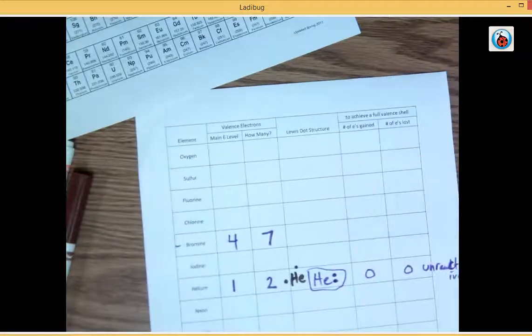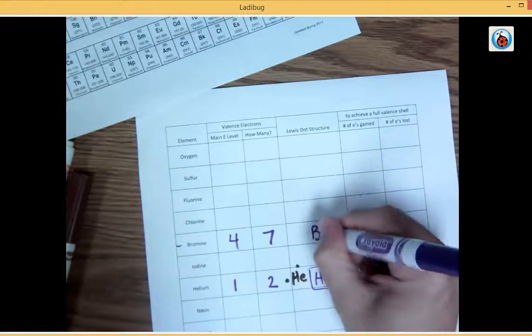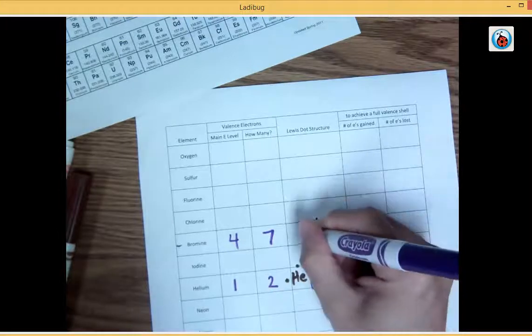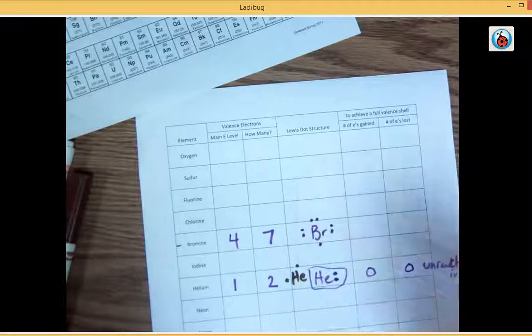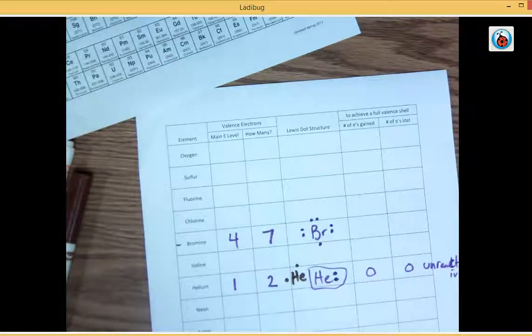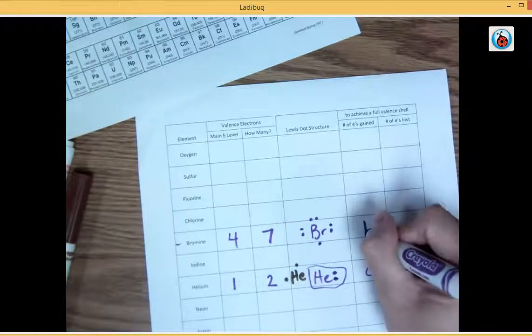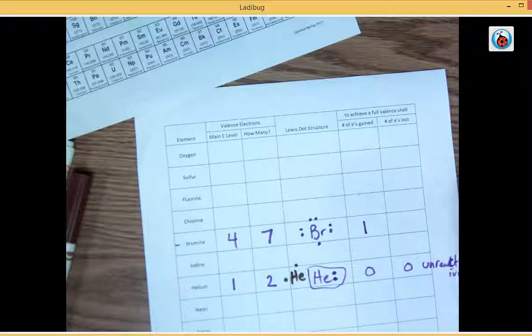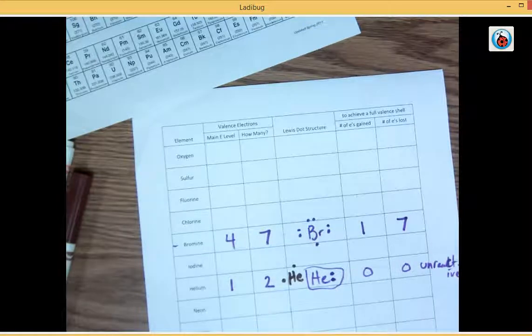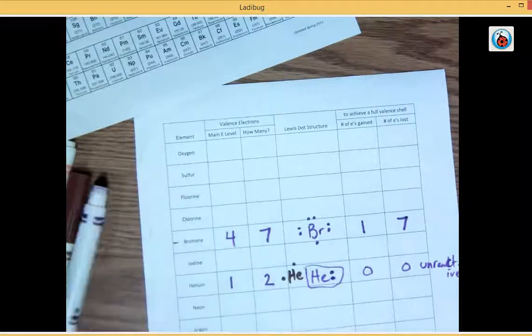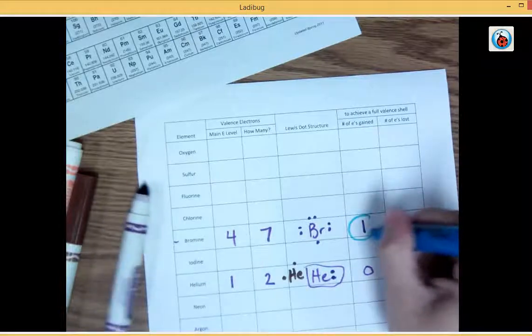Okay. Lewis structure, bromine, Br. So go 1, 2, 3, 4. Now start pairing. 5, 6, 7. There's 3 pairs and 1 single. How many more does it need to gain to get to 8? It needs to gain 1 more. If it wants to lose this whole shell, how many does it need to lose? It needs to lose 7. So which one is easier? It is easier to gain 1.